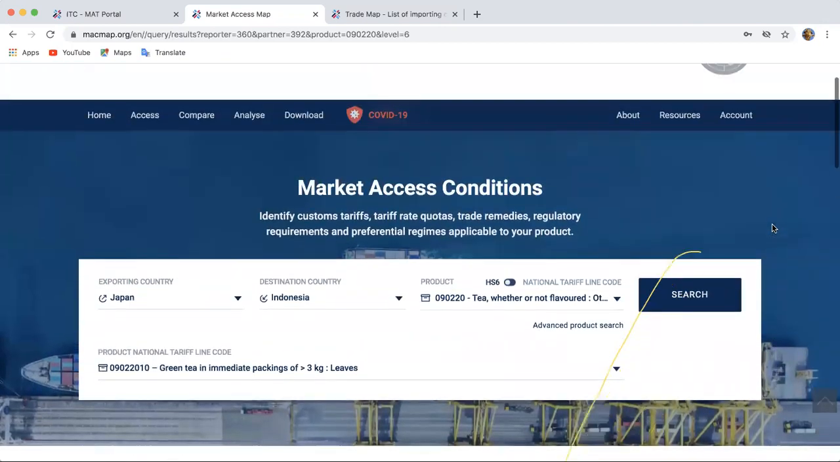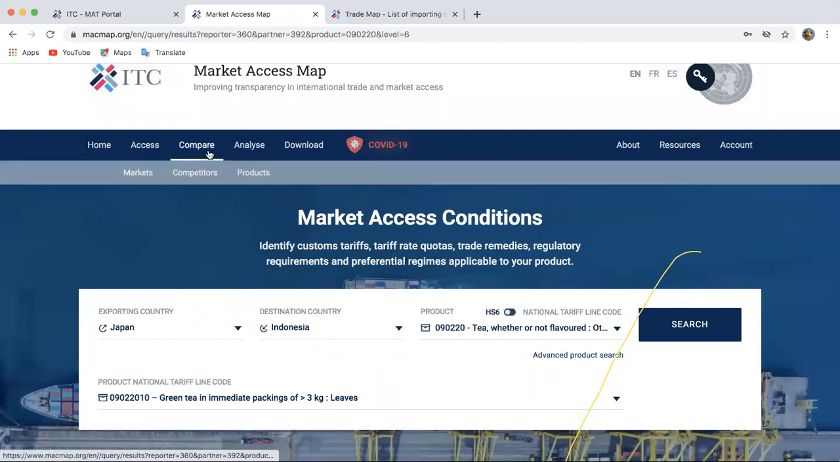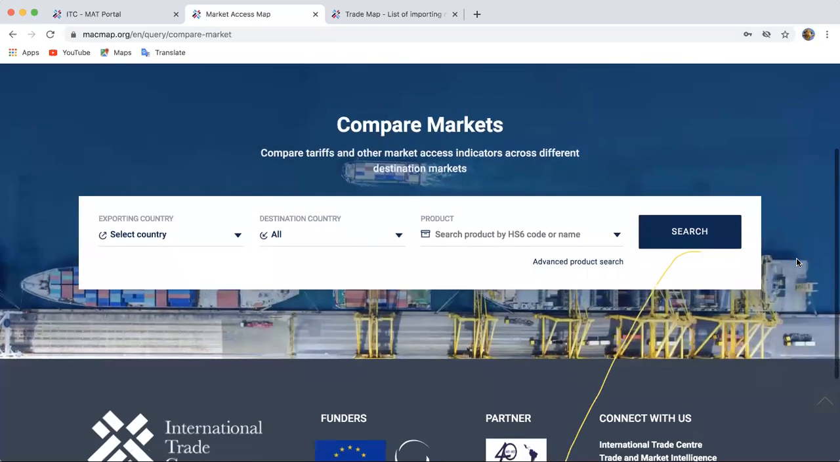So this is our homepage. So it gives you already a big overview of all the information that you can find here in Market Access Map. And as I said, you can find more detailed information on these 3 topics here in the Access tab. So I'll start to go into the Compare tab because I think this is more interesting for you now, because it has a lot of functionalities.